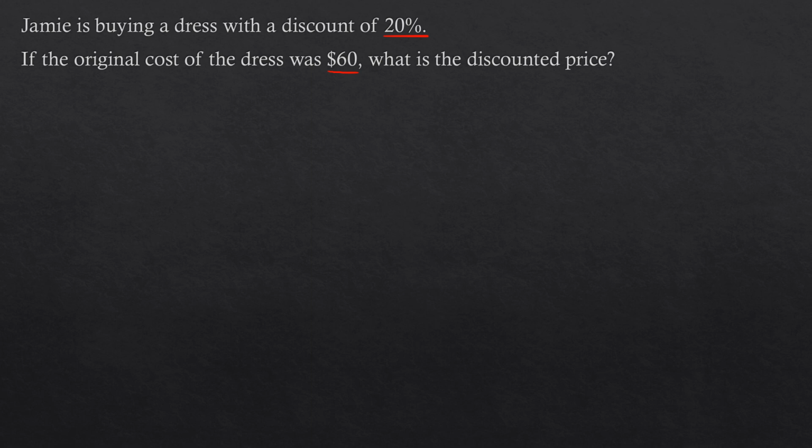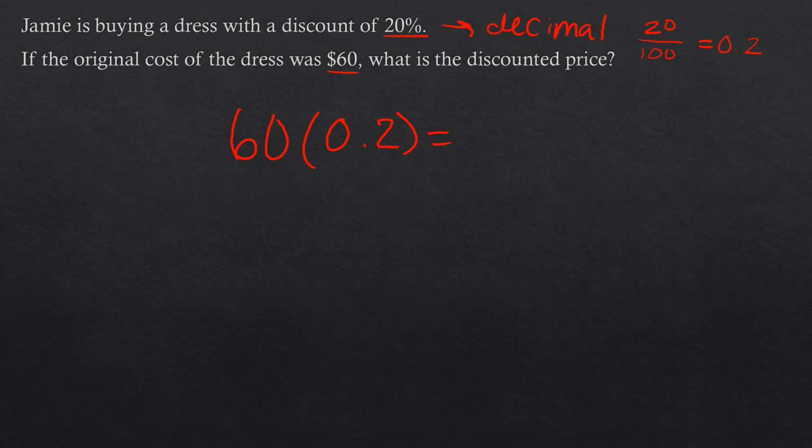So here I'm going to take 60 and I'm going to multiply it by 20%. This 20% needs to be changed to a decimal before you start multiplying it in. 20% as a decimal is 0.2. If you don't know what it is as a decimal, you can take your percent, which is 20 here, and then divide it by 100. That will give you 0.2. So since we have decimals here, you can type this into a calculator to help you if you would like.